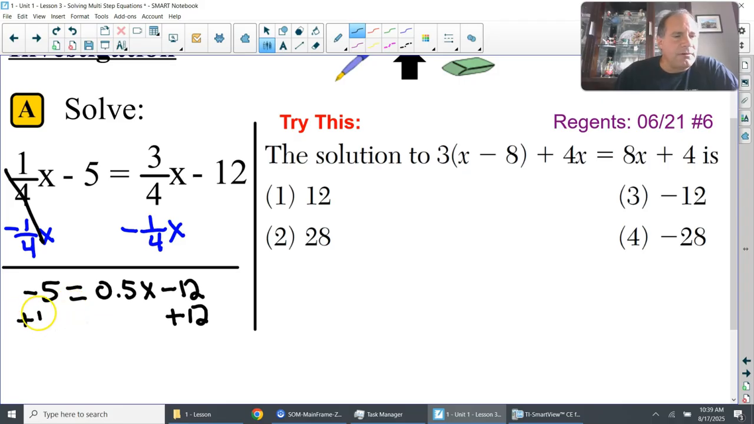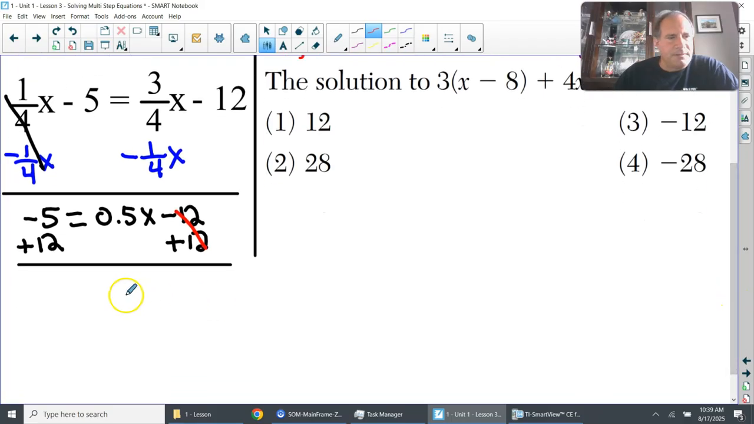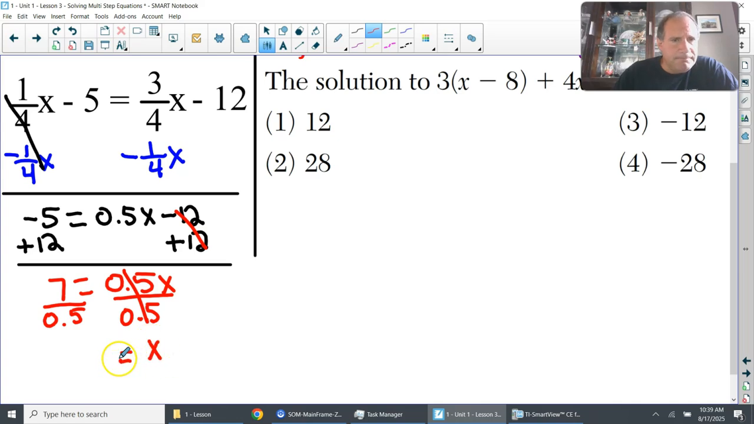You add 12 on both sides. It just makes it easier when you have a half, just to change it to that decimal. Like, might as well. This is 7 equals 0.5x. And then you divide by 0.5. And if you did keep it a half, you just multiply by 2 on both sides. And that would become x equals 14.